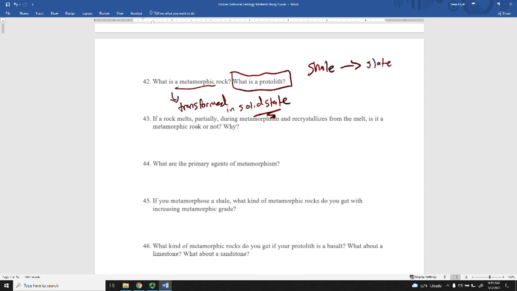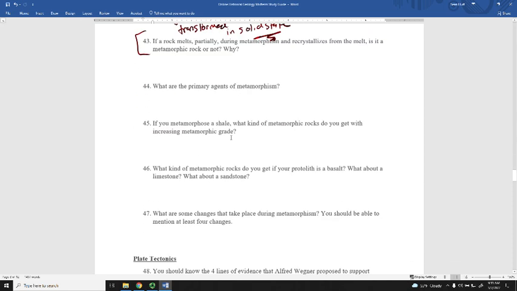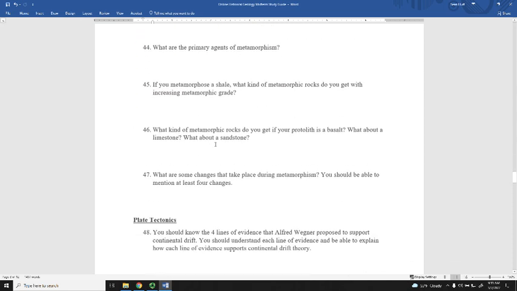Okay, so I already answered number 43. So if something melts partially or fully, it's going to be an igneous rock, not a metamorphic rock. Okay, what are the agents of metamorphism? That means what causes metamorphism, and that's heat, temperature, pressure, and also fluids. Fluids can do it too. So especially hydrothermal fluids can alter a rock, make it a metamorphic rock.